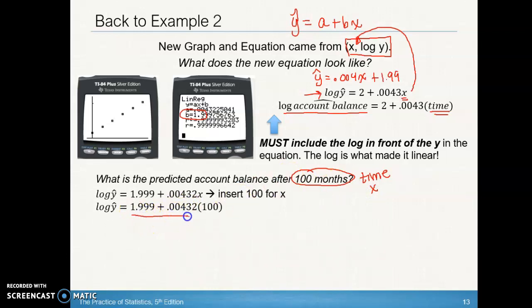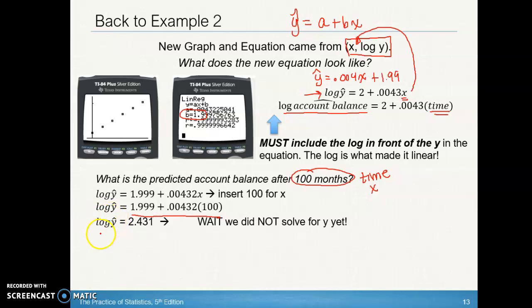Okay, that whole side right there, I'm just going to type it into my calculator exactly how we see it. Now, there's 2 ways to do this. Number 1, this says the log of y hat equals 2.431. We're not done there because y is not solved. I still have a log in front of it. So in order to solve this, you have 2 different ways to do this.